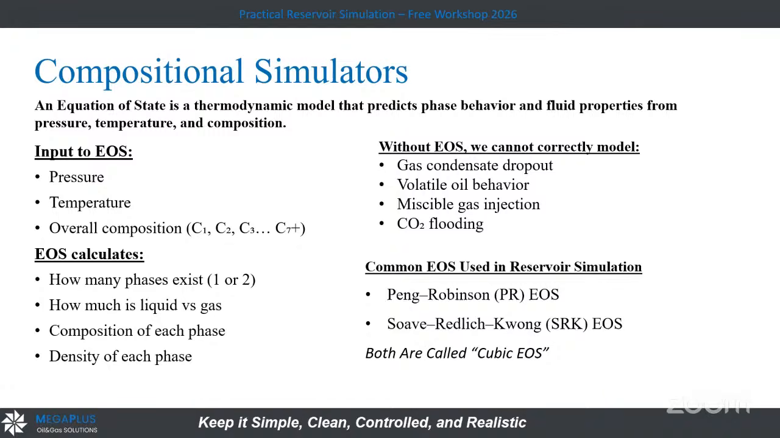It will be one phase or two phases, depending on the pressure and the components, and how much liquid versus gas, the composition in each phase, and the density of each phase. Because, as mentioned, in the mass balance equation the density and viscosity are very important. So without the equation of state, we cannot correctly model gas condensate, volatile oil, miscible gas injection, and carbon dioxide flooding. What is miscible gas injection and carbon dioxide flooding?